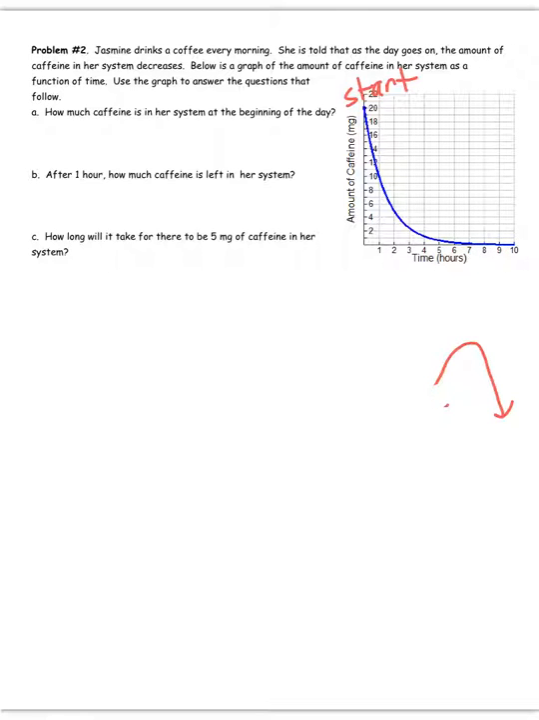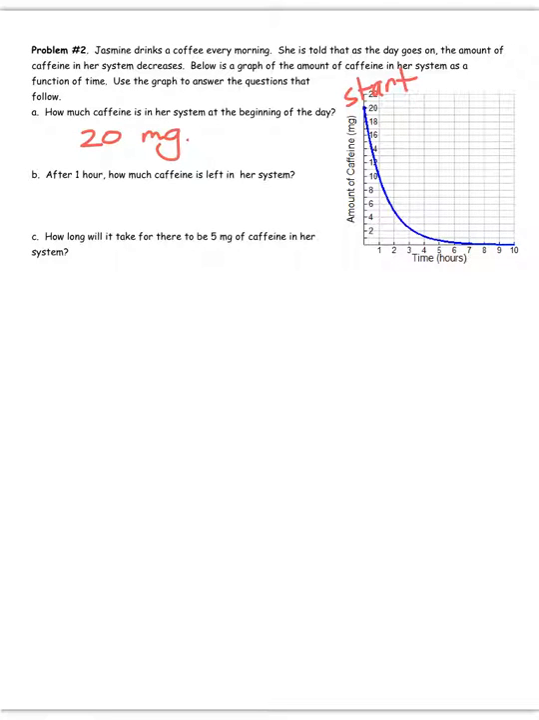All right, so the first question says, how much caffeine is in her system at the beginning of the day? So at the start of the day, and look at, this is the time in hours. So the start would be before the day has really started, right here at 0. And if we look up at the graph, the start of our graph, it looks like that she has 20 milligrams of caffeine in her system.